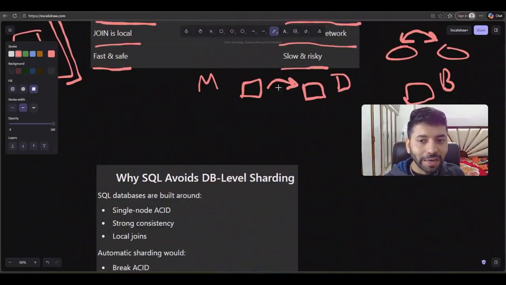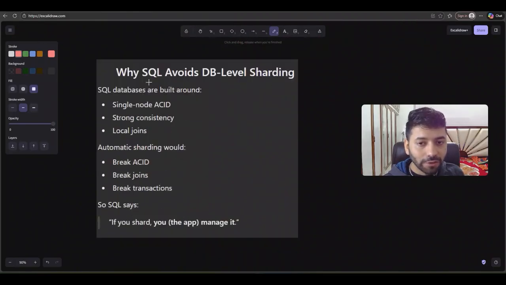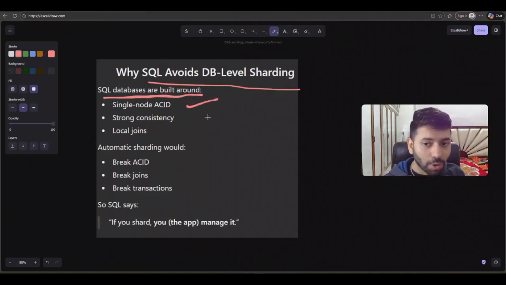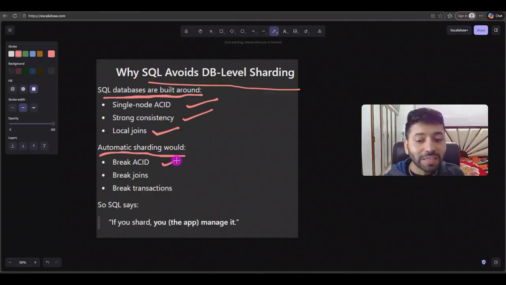And when we say why SQL avoids DB level sharding, it is because SQL databases are built around properties like single node ACID properties, because it follows the ACID properties. Strong consistency is another thing that SQL databases follow, and it is good in local joins like in normalization. But if we do the automatic sharding, then it would break the ACID properties. But SQL is major for following the ACID properties.